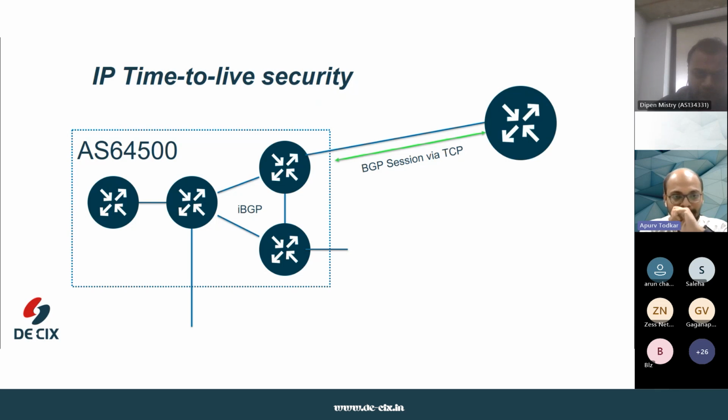And you can still prevent this by setting the TTL value to 255 when sending any TCP packet to your particular neighbor in the BGP configuration process with that particular peer.